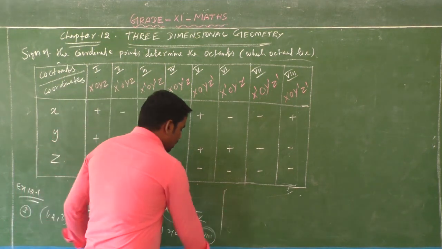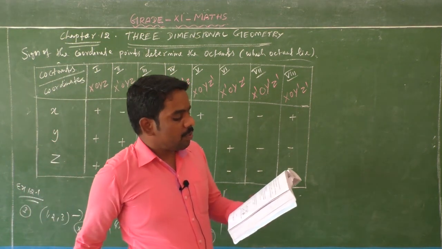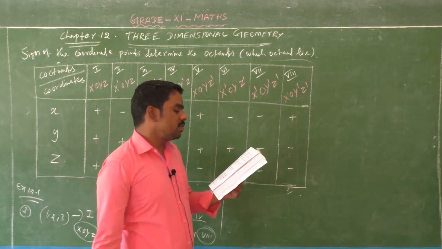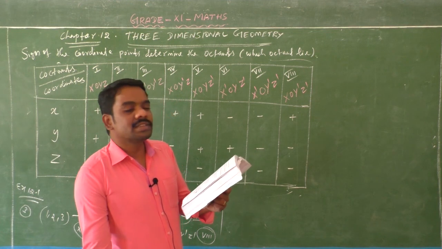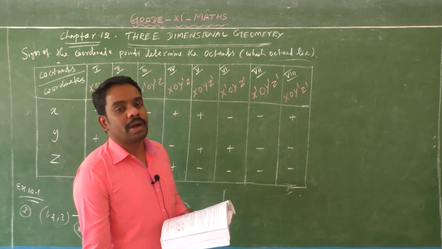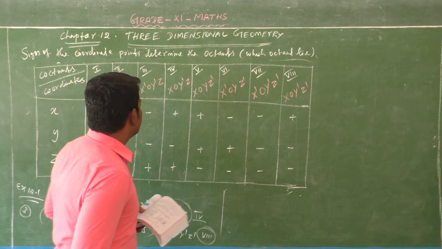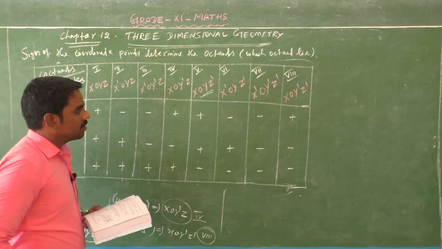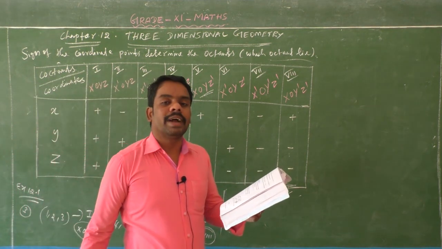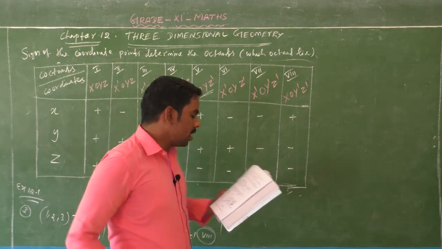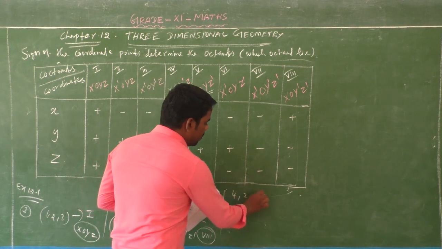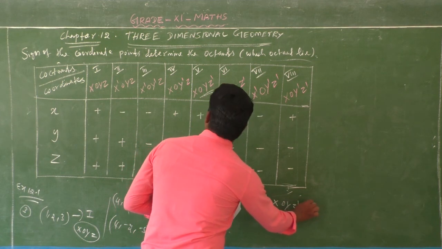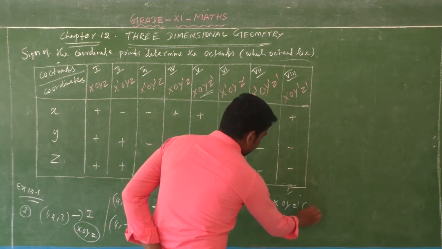Next, the fourth point (4, 2, -5). The x coordinate is positive, the y coordinate is positive, the z coordinate is negative, that is XOYZ', the fifth octant. So (4, 2, -5) is XOYZ', that is the fifth one, the fifth octant.